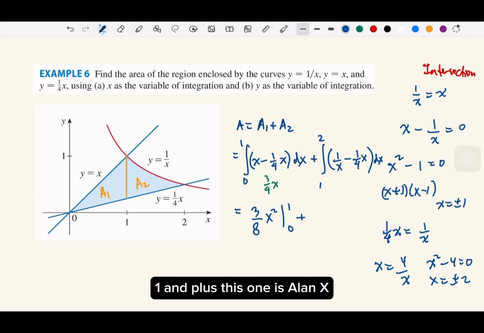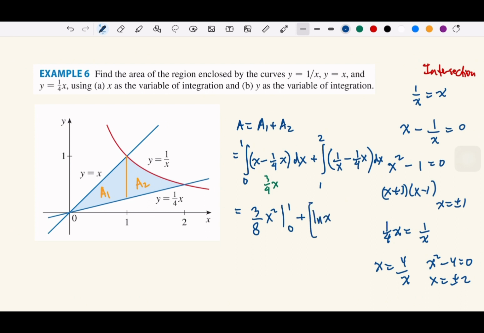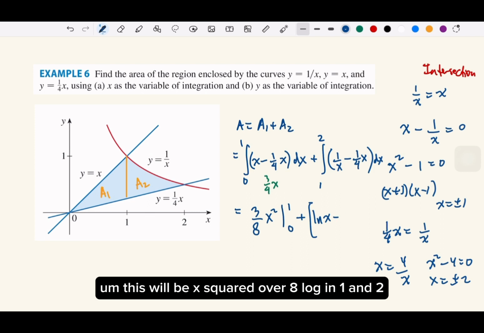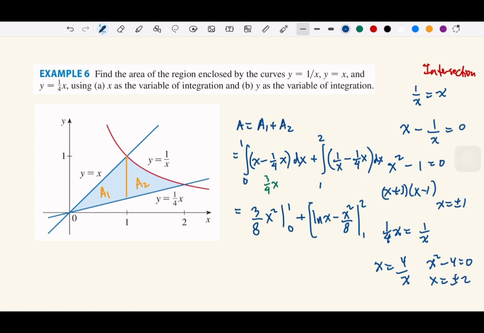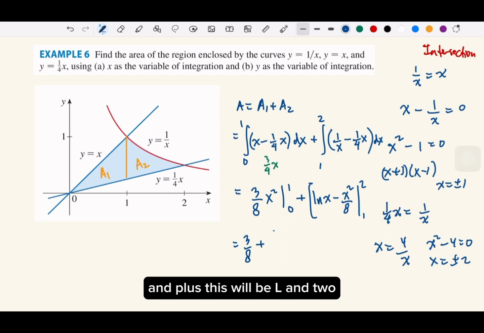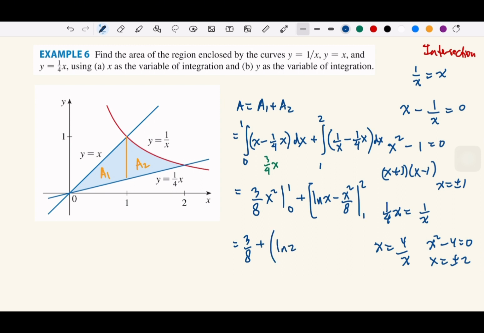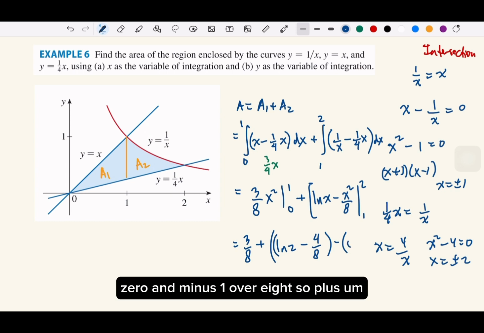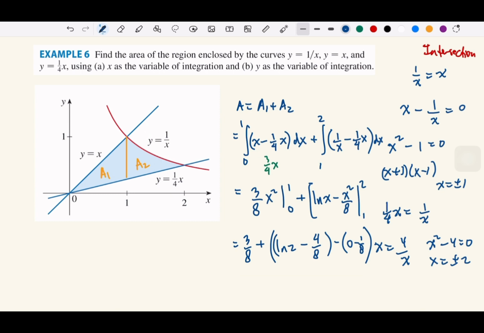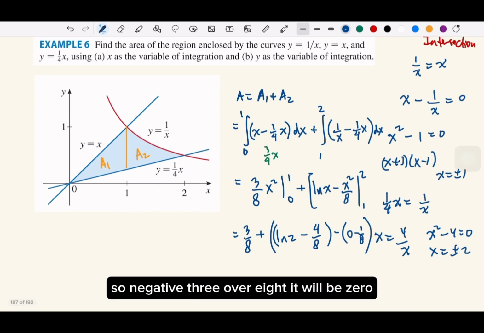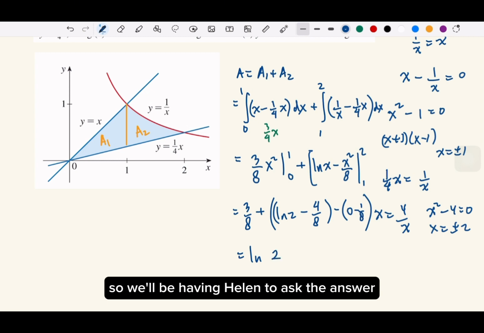And plus, this one is ln x minus x squared over 8, plug in 1 and 2. So this will be 3 over 8, and plus ln 2 minus 4 over 8, and then minus 0 and minus 1 over 8, so plus 1 over 8. So negative 3 over 8 plus 3 over 8 will be 0. So we'll have ln 2 as the answer.